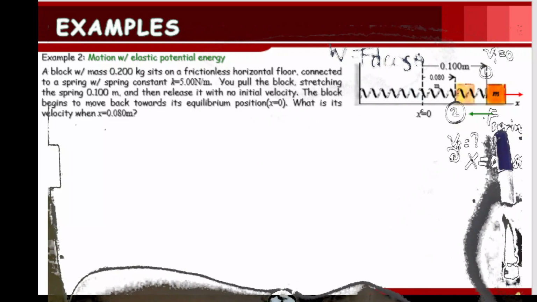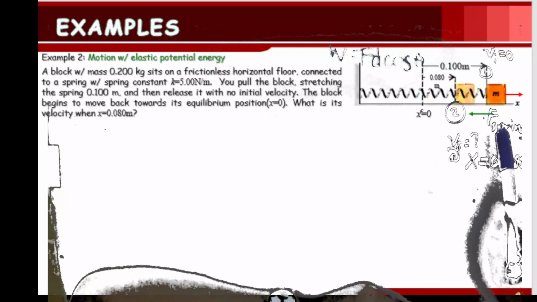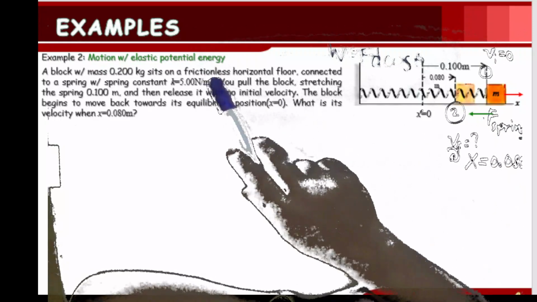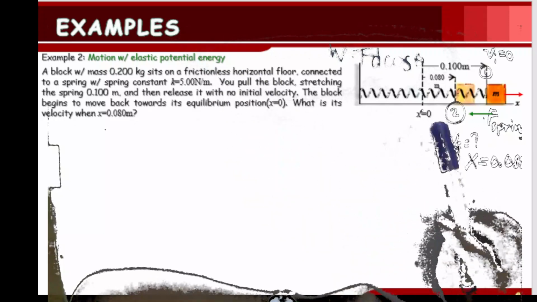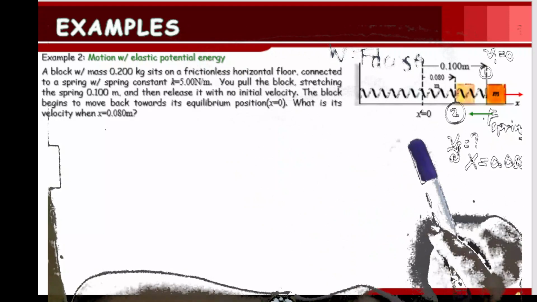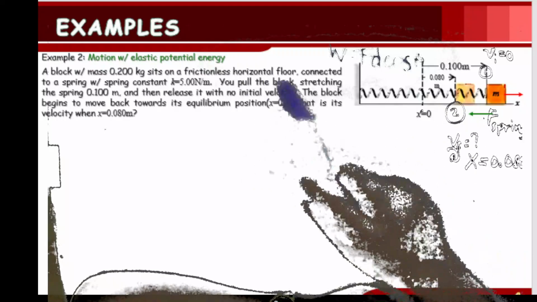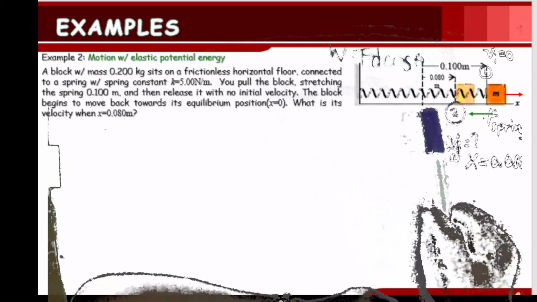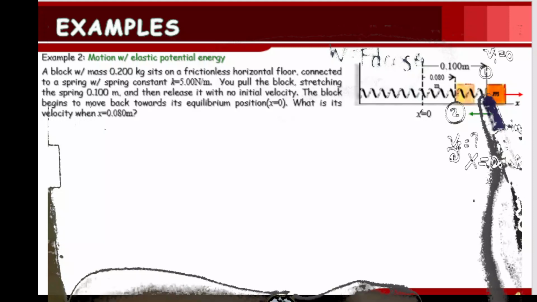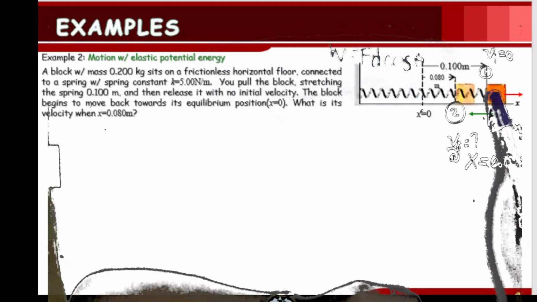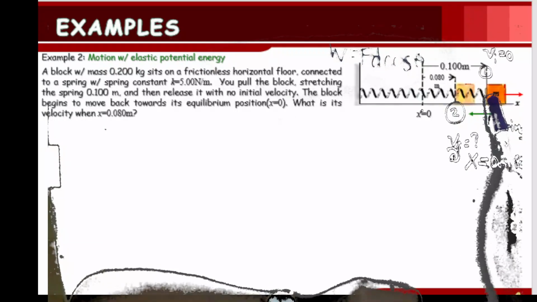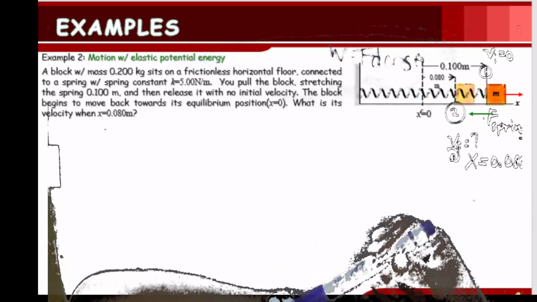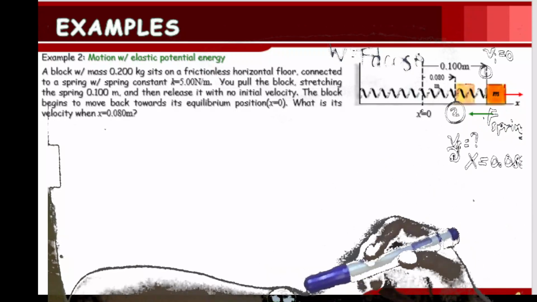Now aside from the spring, naa bay friction dire? Wala, ma'am, kay frictionless. Okay. So here we consider a frictionless horizontal floor. So kung naay friction, of course ang friction will also do work on the block, right? But since we don't have a friction here, only the spring is doing work on the block. Now, from your initial position x equals 0.1 to your final position x equals 0.08, is the mechanical energy conserved or not?